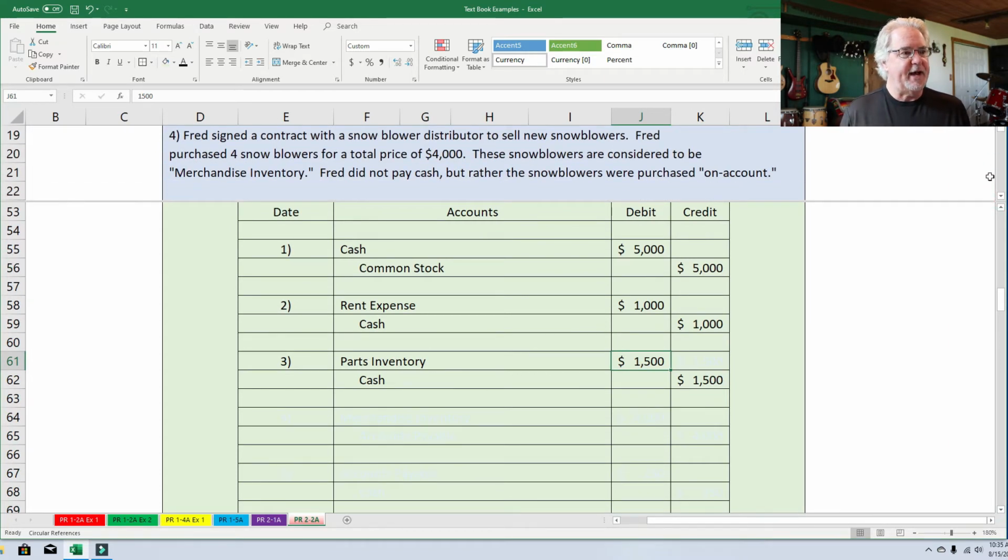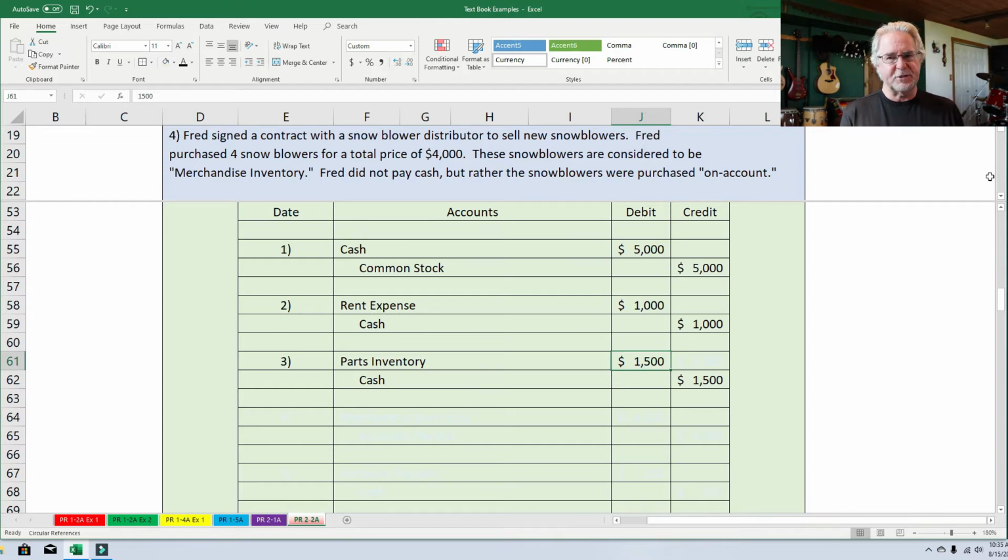Fred signed a contract with a snowblower distributor to sell new snowblowers. Fred purchased 4 snowblowers for a total price of $4,000. These snowblowers are considered to be merchandise inventory. Fred did not pay cash, but rather the snowblowers were purchased on account.